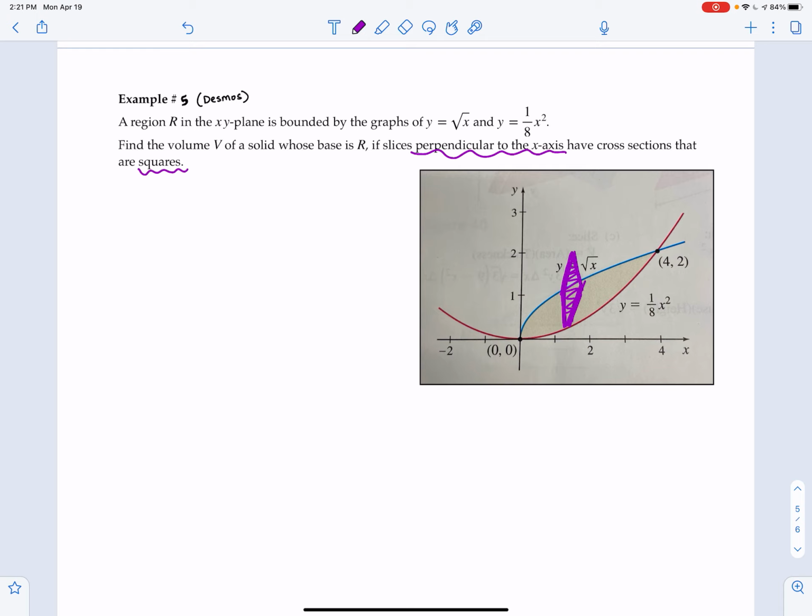So what we need to figure out is how do we find the area of a square? Well, we do that by just taking the length of one of the sides squared. And now we need to find out what the length of one of the sides is. Well, the length of one of the sides of these squares is the difference between these two curves. Or, one way to think about it, the area of our square is the square root of x minus 1/8 x squared, squared.